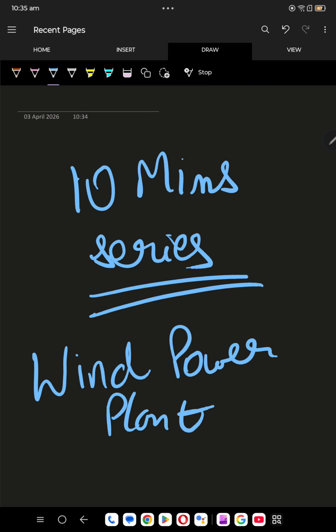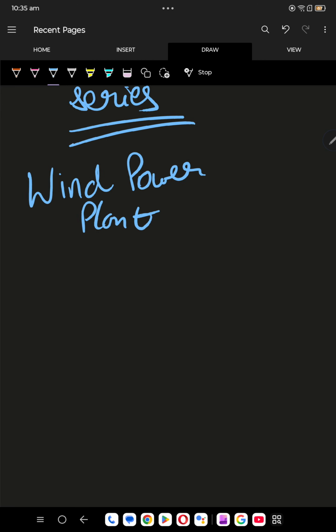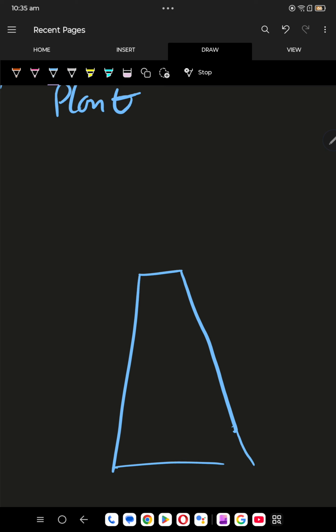So first let's learn to draw how it works, because I'm also doing this for exam purposes. So let's learn how to draw it as well. First, I'm just drawing an average diagram, not something too artistic.